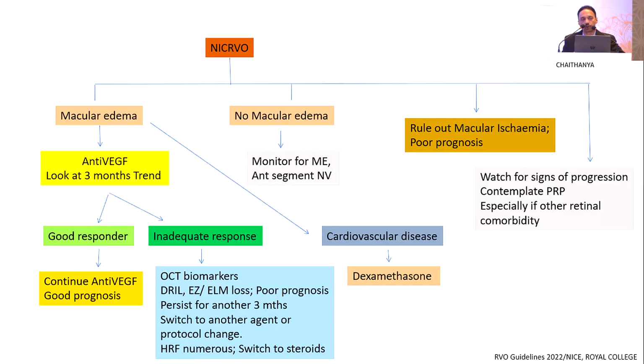So this is my algorithm. In a non-ischemic CRVO, when you have macular edema, we start off with anti-VEGF and look at the 3-month trend. If it is a good responder, continue, and it's a good prognosis. But if it is an inadequate response, you look at the OCT biomarkers at that point of time, look at poor prognostic markers, and you could persist for another 3 months because the trial says that some people may respond a little later. And at 6 months, if you don't, you need to switch. Or you could even switch at 3 months to a different agent.